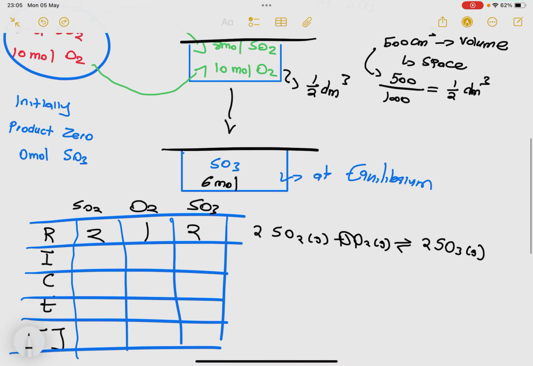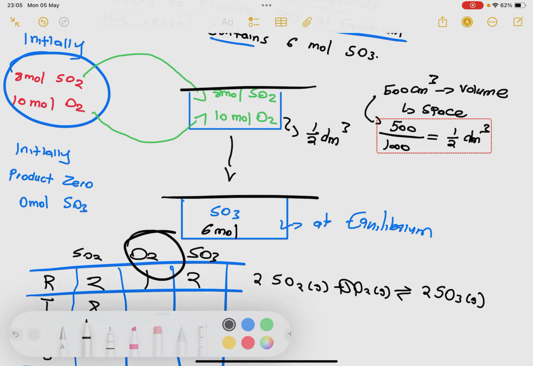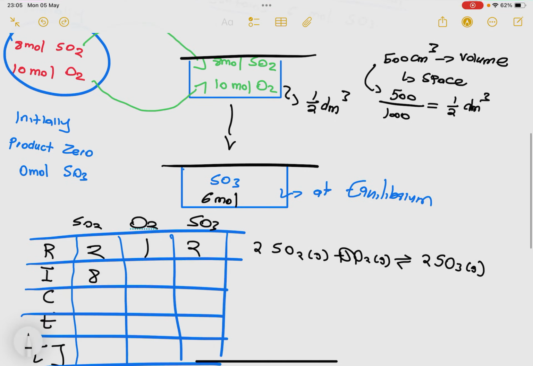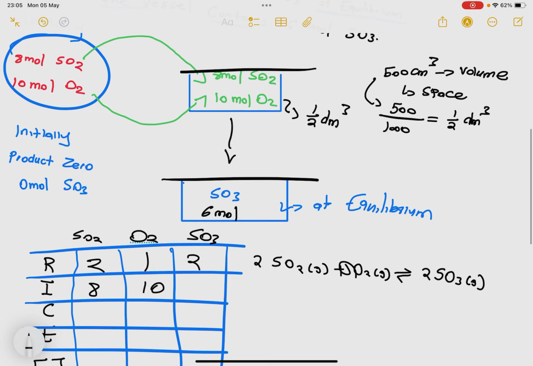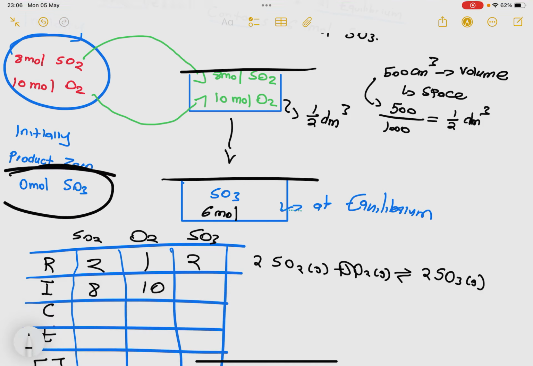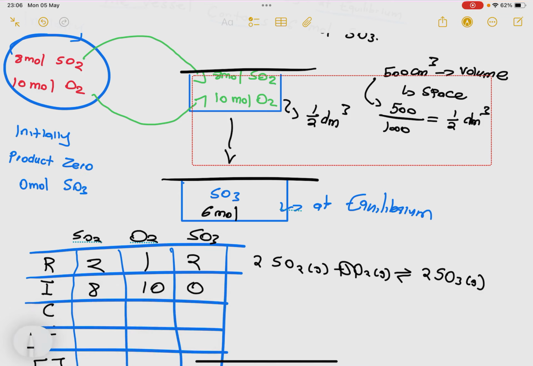If we look at SO2, initially we've got 8 mole of SO2, right? So you're just gonna come here and write 8. What about O2? You realize that initially we've got 10 mole of O2, so I'm just gonna write 10. But what about the products, which is SO3? Initially, we've got 0 product. It makes sense, right? We've got nothing. So I'm just gonna write 0.